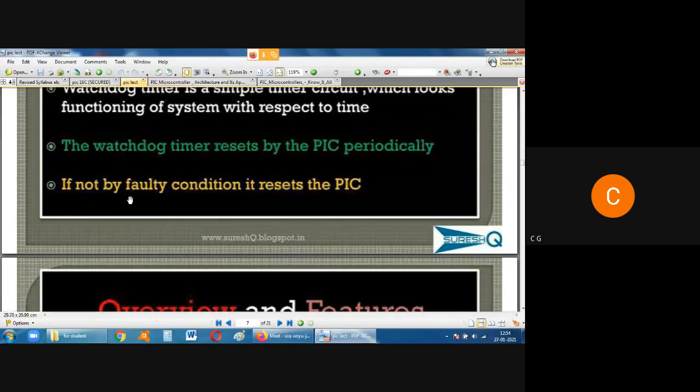If not, by the faulty condition, it resets the PIC. So you see the relation. The PIC is resetting the watchdog timer in normal operation. If the PIC is not able to reset the watchdog timer, the watchdog will understand that something is wrong, and then it will reset the PIC.